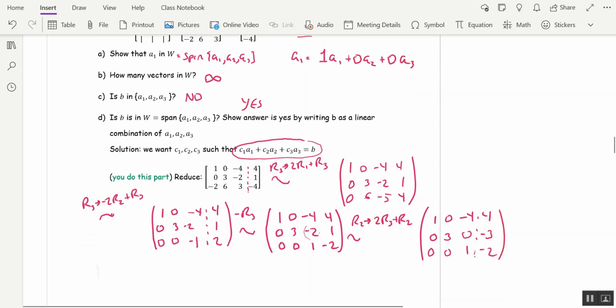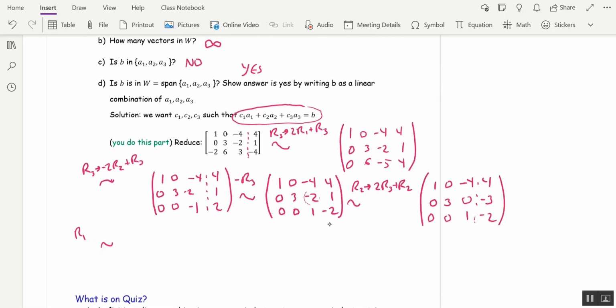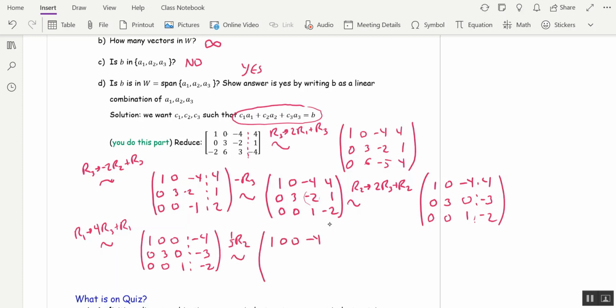Okay, now I'm going to come down here. I'm going to replace row 1 with 4 row 3 plus row 1. And that's going to give me 1, 0, 0, -4, 0, 3, 0, -3, 0, 0, 1, -2. Okay, just one more step. Take 1/3 of row 2: 1, 0, 0, -4, 0, 1, 0, -1, 0, 0, 1, -2. All right, so we can read the solution right off of there.